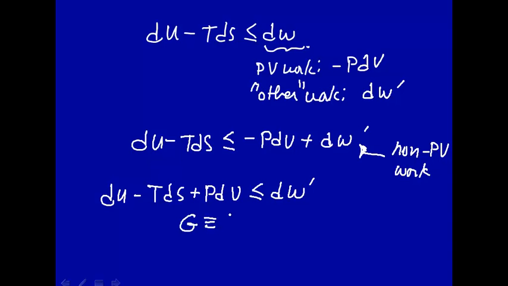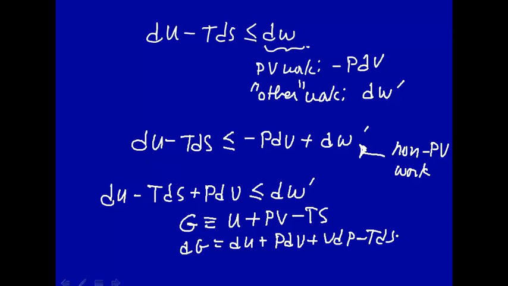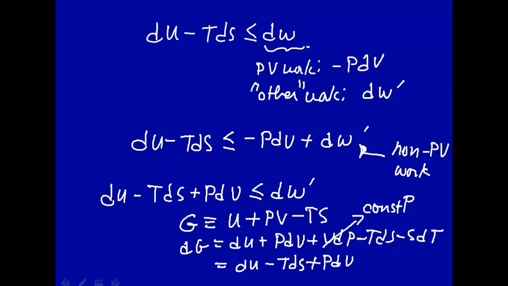Remember, the Gibbs free energy was defined as H minus TS, or U plus PV minus TS. So that dG is dU plus PdV plus VdP minus TdS minus SdT. We want to make it equal to this, so that's dU minus TdS plus PdV. So what we have to do is get that VdP term equal to 0, so constant pressure. And we want to get rid of this one, so this would be constant temperature. All right, so at constant pressure and constant temperature, dG is just equal to this, which we can then plug into here. And we end up with this equation that dG is less than or equal to dW prime.